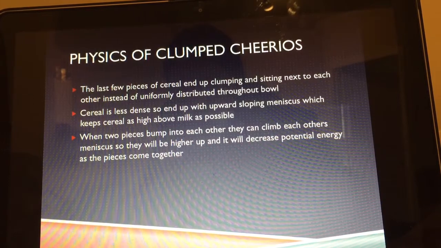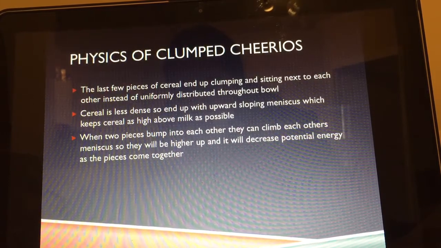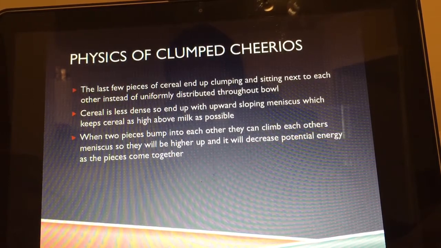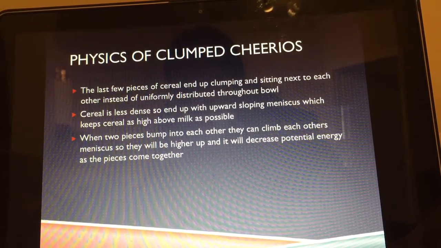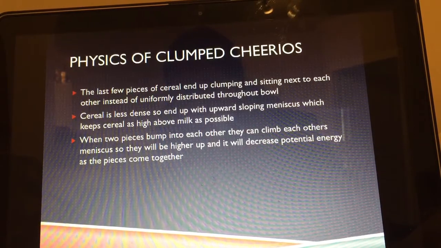Have you ever noticed that the last few pieces of cereal end up clumping and sitting next to each other instead of being uniformly dispersed throughout the bowl of milk? This is because molecules in fluid are attracted to a solid and form a meniscus.